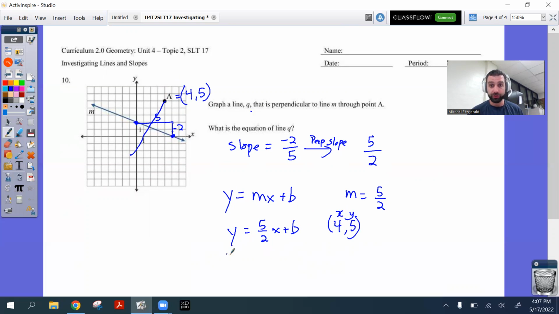So we'll say 5 is equal to 5/2 times 4 plus b. Well, let's see. 5/2 times 4. 5 times 4 is 20, divided by 2 is 10. So we say, I'm running out of room with my trackpad here. 5 is equal to 10 plus b. Well, what do I do now? I subtract 10 from both sides. We get b is equal to -5. No, not -15, -5, excuse me.